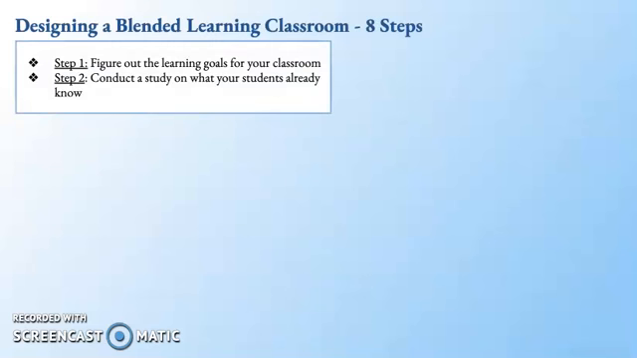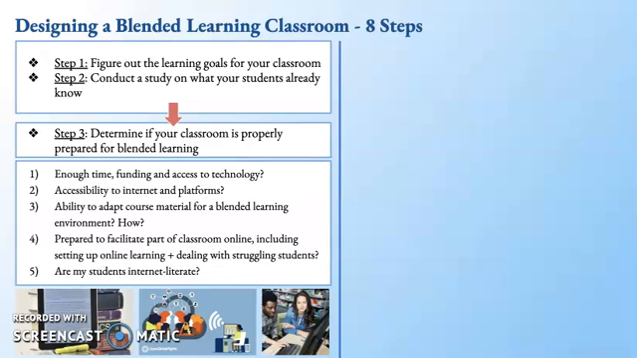Now, after you've heard about the benefits, I hope you're thinking, wow, that sounds like a really good idea. How can I get started in implementing blended learning into my classroom? Well, if that's what you're thinking, then you're in luck, because the same research book from Hyo and Jung defines 8 crucial steps in creating a successful blended learning environment. We'll go through them together. Step 1 is figuring out the learning goals for your classroom. Step 2 is conducting a study on what your students already know. And step 3 is determining if your classroom is properly prepared for blended learning.